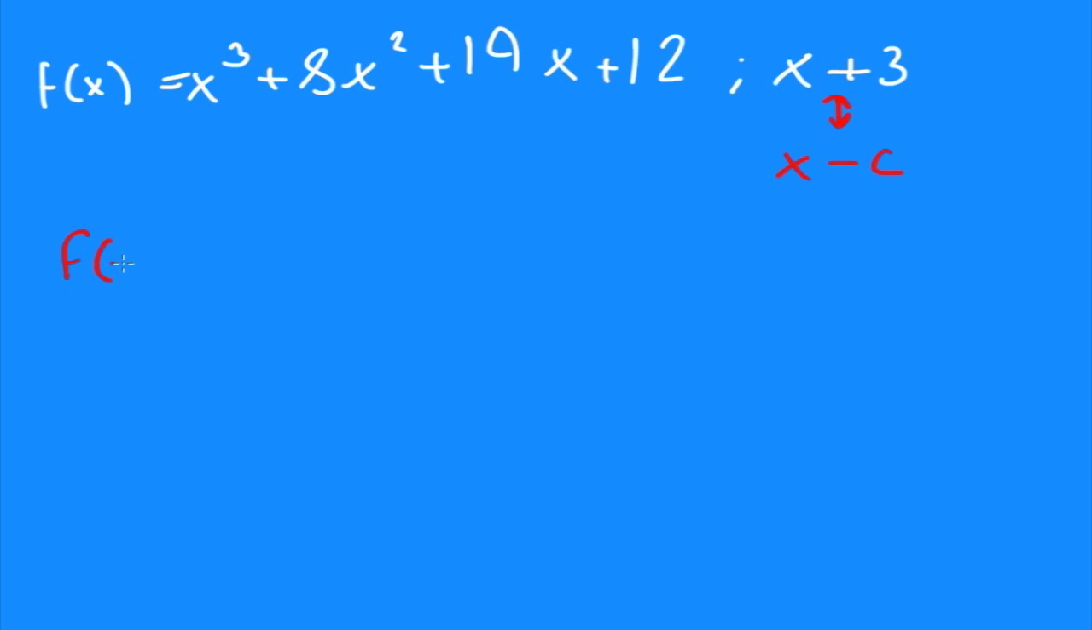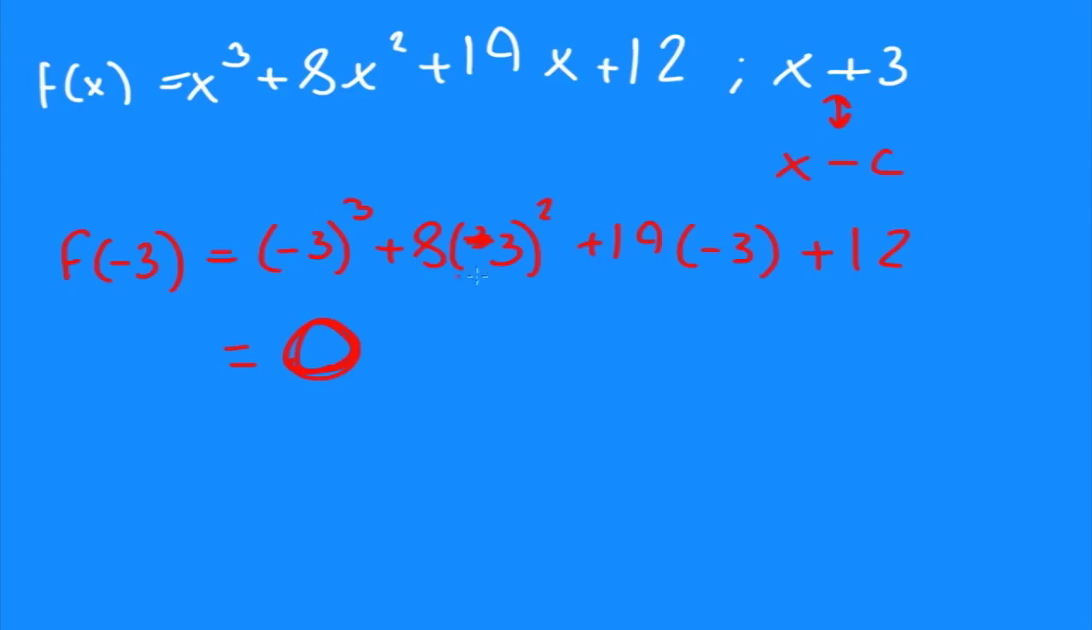So let's evaluate f at minus 3. Just put the minus 3 at the x's. Minus 3 cubed plus 8 times minus 3 squared plus 19 times minus 3 plus 12. Put it into your calculator and you are going to get a 0.